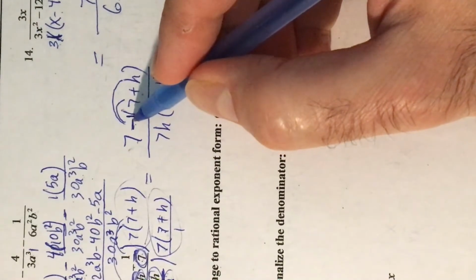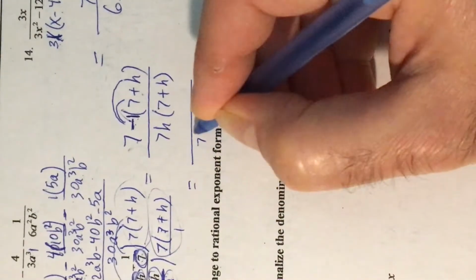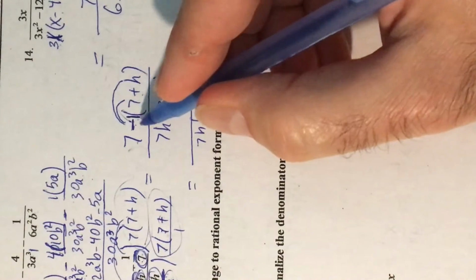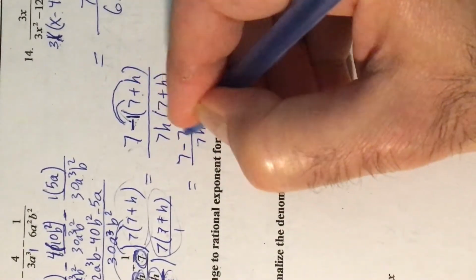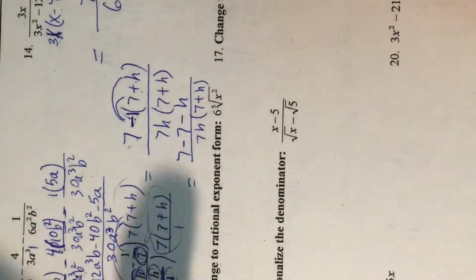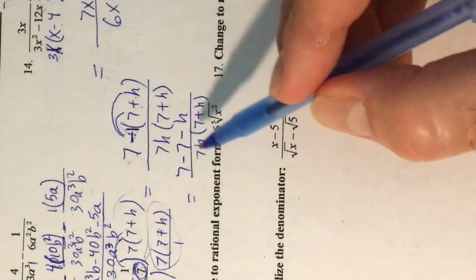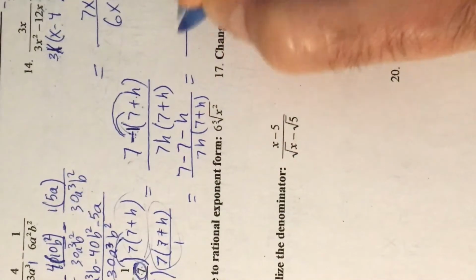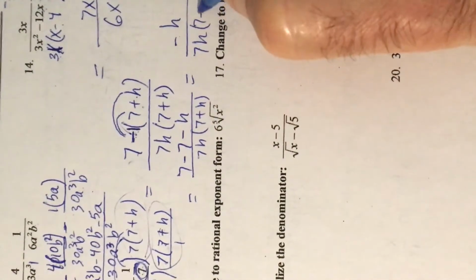All right, so you distribute the -1. And you get 7 minus 7, which is -1 times positive 7 is -7, and -1 times positive h is -h. Okay? All right. Now what happens to these 7s? Boom, they cancel out. So I'm left with -h over 7 times h, 7 plus h.